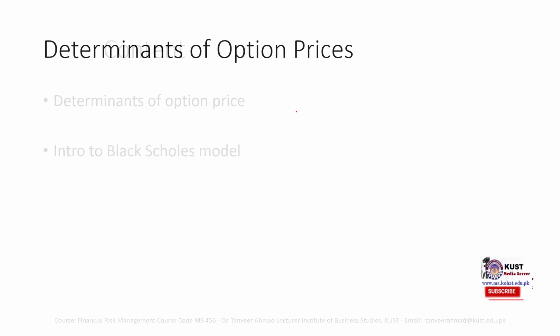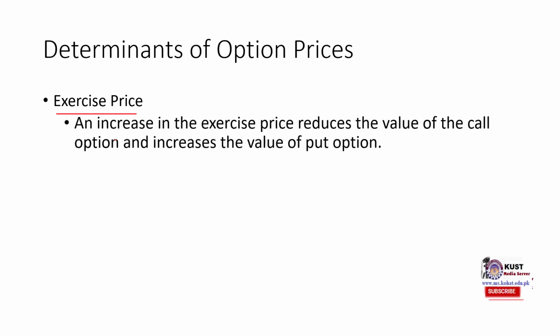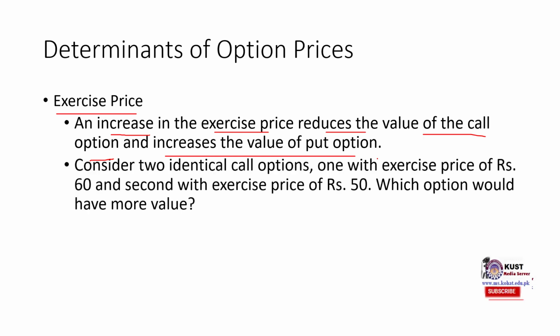So starting with the determinants, the first determinant is the exercise price. An increase in exercise price reduces the value of the call option and increases the value of the put option. Let me explain this with an example. Consider two identical call options. These two options are similar in all aspects. They have the same underlying asset, the same maturity, etc. The only thing that is different is the exercise price. One has an exercise price of 60 and the other has an exercise price of 50. Which option would have more value?